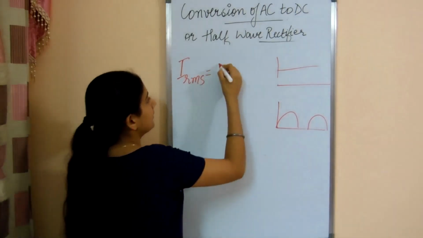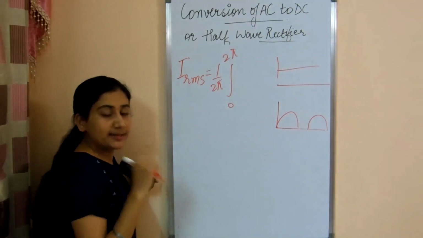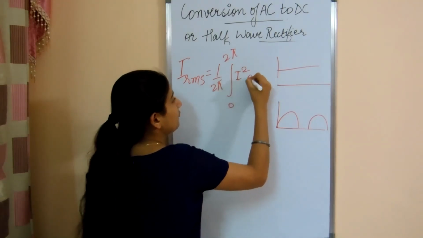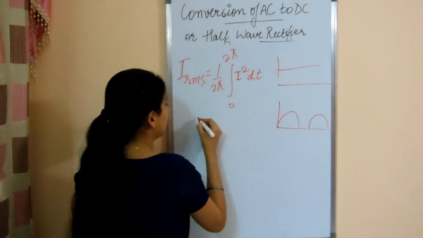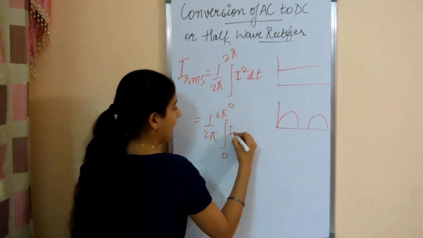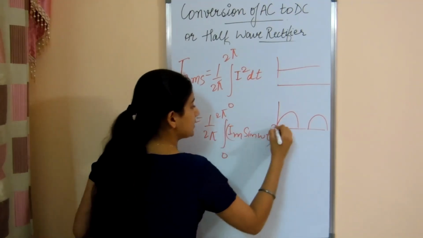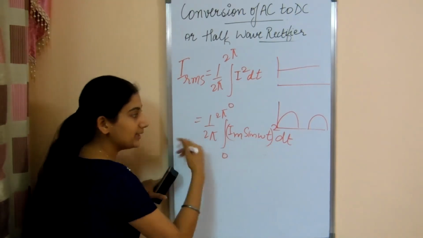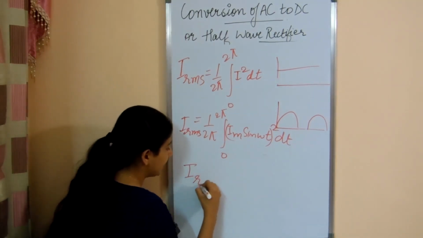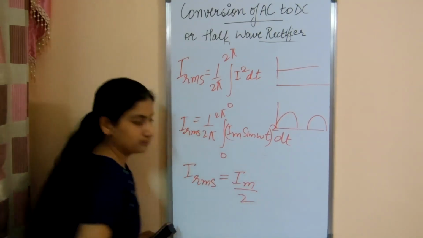And here we know that it is 0 to 2 pi. I am going to take the average for the squares. So that means here I am going to take the square of my current, and I know what is the value of the current. It is Im sin omega t dt. So I am going to take the square of this, and when I integrate this all, I am going to get my RMS as Im by 2.